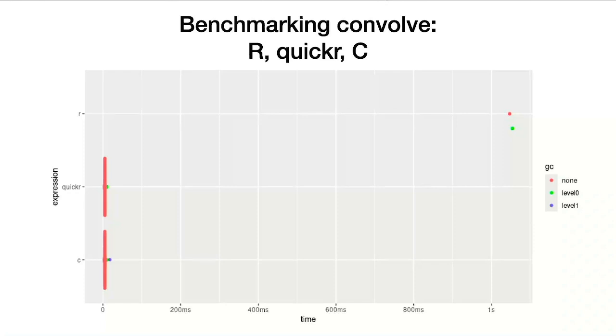So if you take this new fast function and you benchmark it, you'll see that it's about 200 times faster. If the R function takes 1 second on a set of inputs, the Quickr function takes 5 milliseconds. And the C function also takes 5 milliseconds. It's the same speed up. So this is remarkable. What's the catch, you might ask?